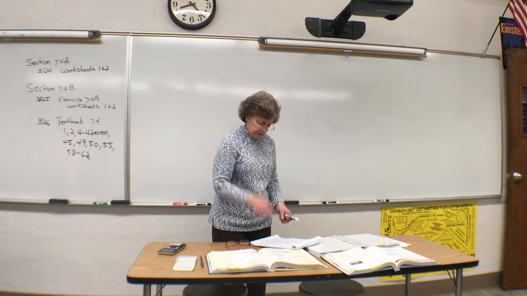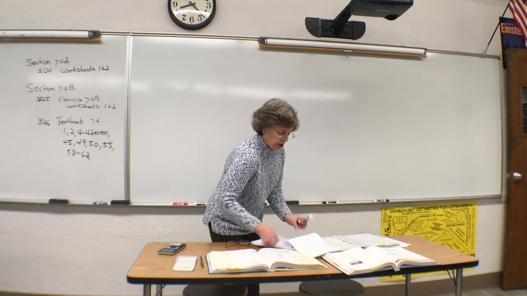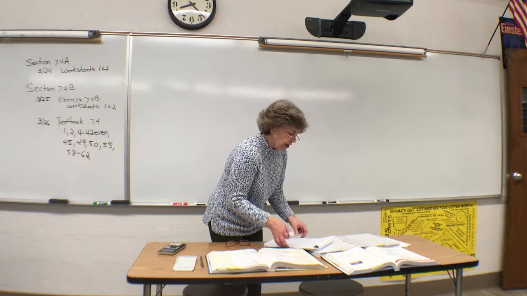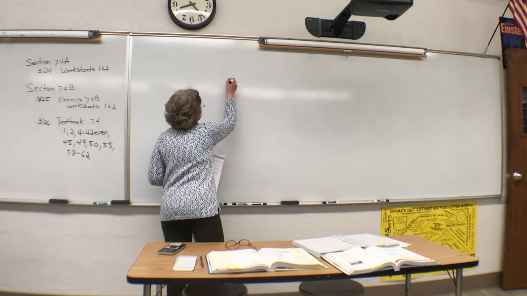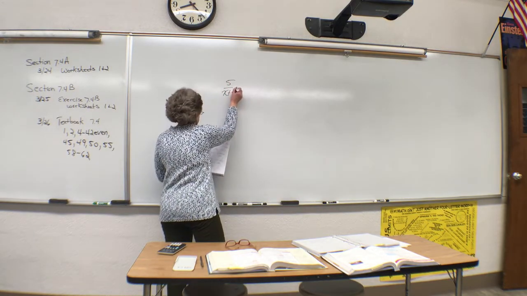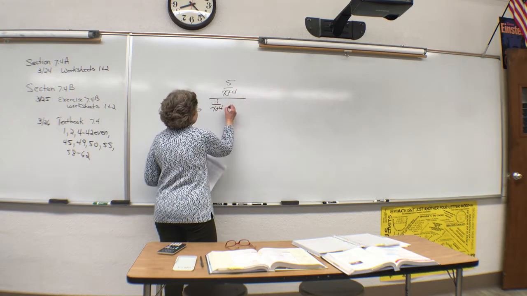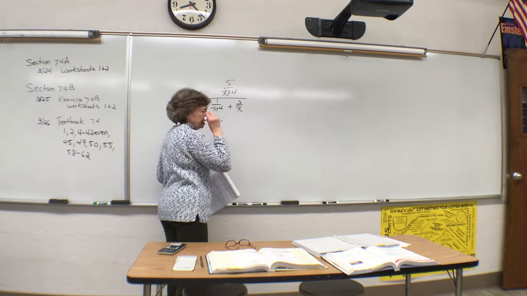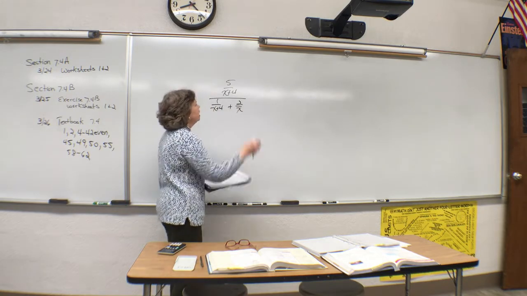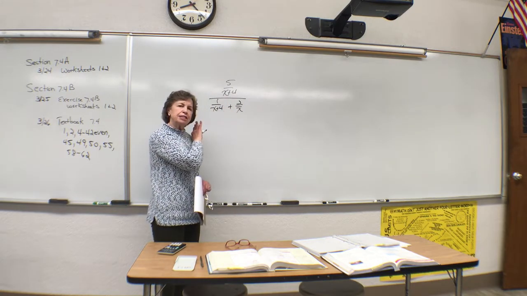the first example, which was 5 over x plus 4 all over 1 over x plus 4 plus 2 over x. In the traditional way, we're going to write the numerator over a common denominator.